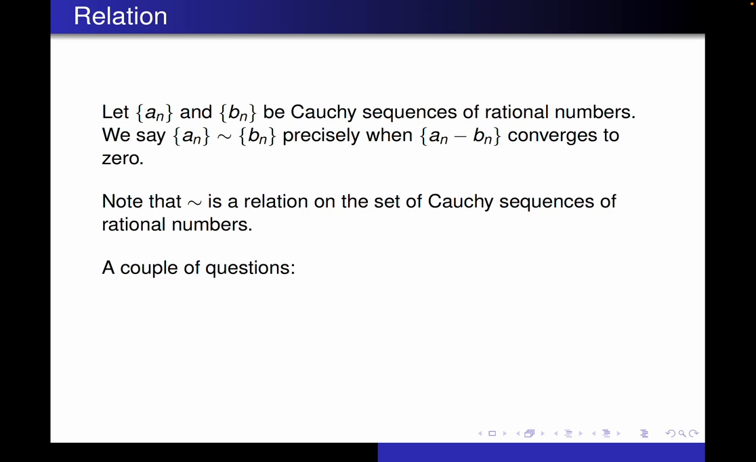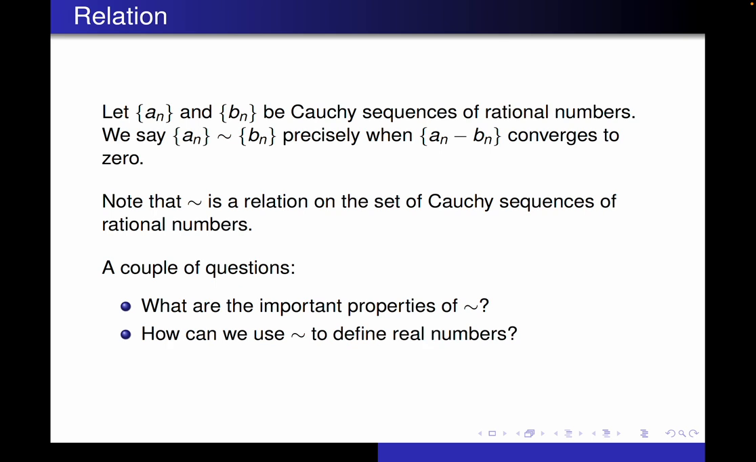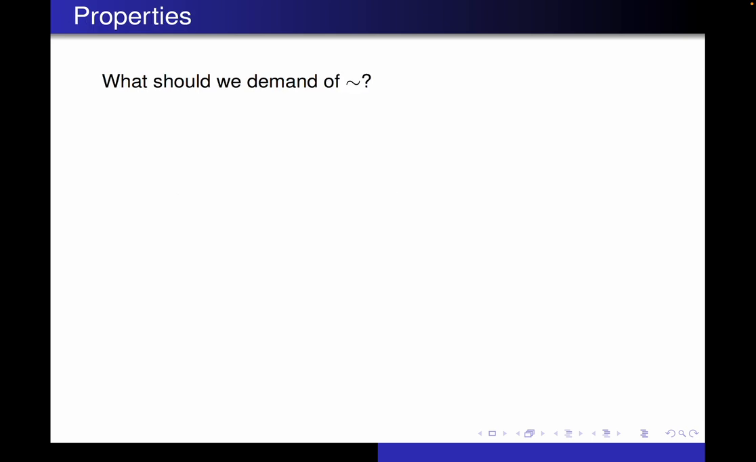So, a couple of questions that you might be wondering. What are some of the important properties of tilde that we need in order to make this a reasonable way of telling when two sequences represent the same number? And how can we use tilde to define real numbers? We'll get into each of those one at a time. So, first of all, what properties should we demand of tilde? Well, in some sense, all three of these things are kind of trivial observations, but they're very important because we need to make these things very precise.